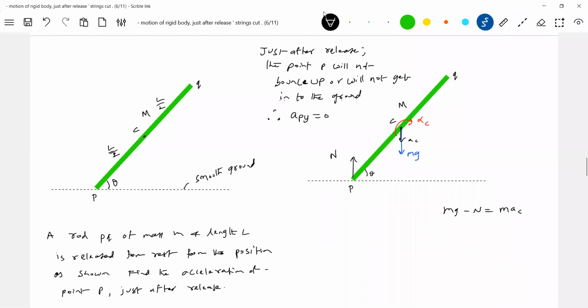Next, the torque equation about the center of mass: N into L by 2 cos theta should be equal to I_C into alpha_C. How many unknowns are there? N, a_C, and alpha. I need one more equation. The acceleration of point P along the y-axis must be 0. The acceleration of the center of mass will be like this. The tangential acceleration will be in this direction.